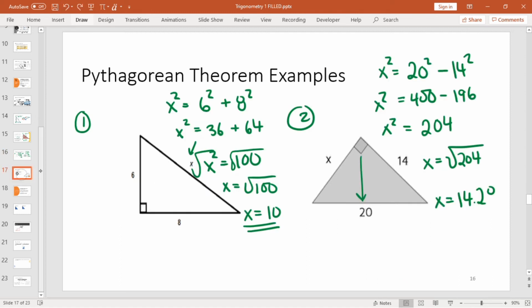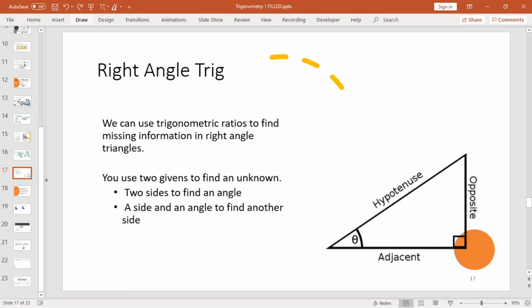And you could have, which one haven't we done? An angle and a side. And then you can use it to find another side, either this side or that side.